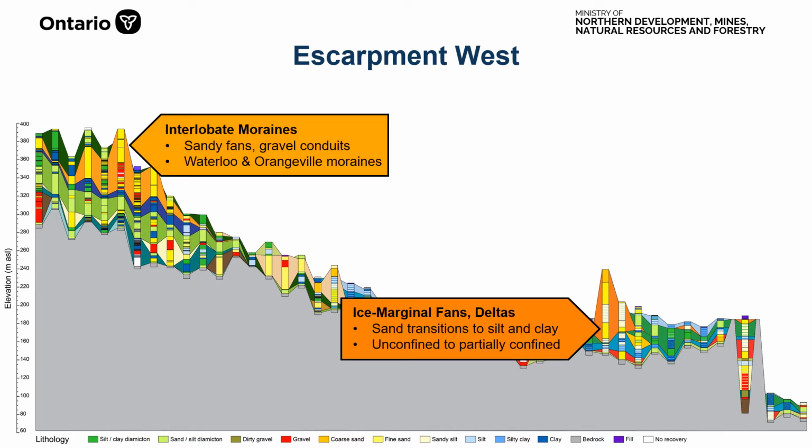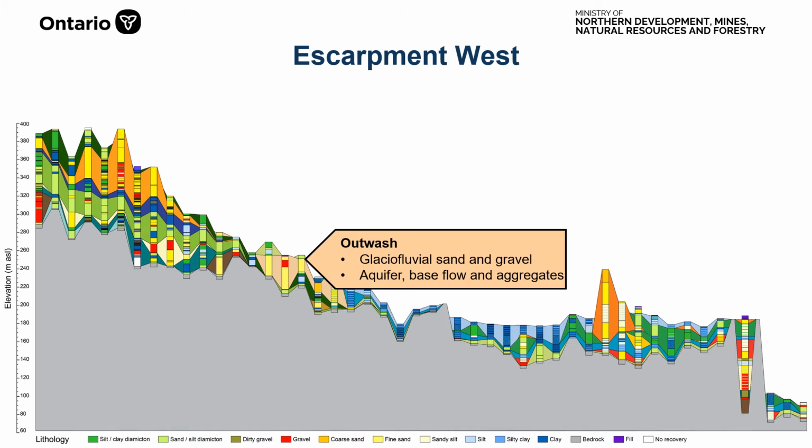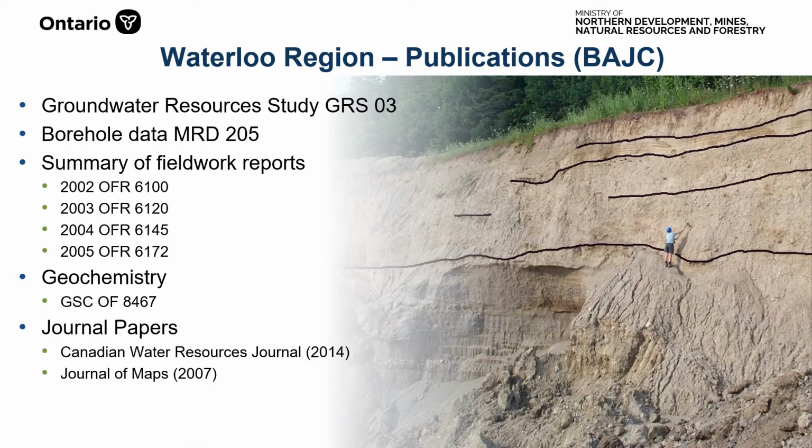Interlobate moraines and ice marginal fans and deltas form large and partially confined aquifers. And finally, coarse gravel outwash aquifers are important for both base flow and cold water streams. I'm going to pass rapidly through a series of slides that list many of the publications for each project area.